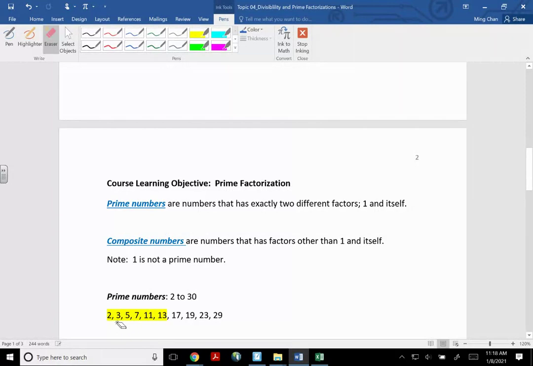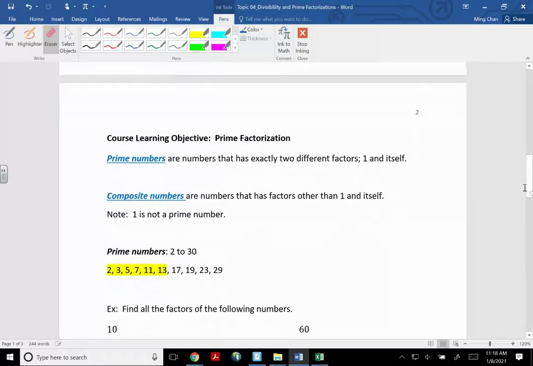Such as 2, 3, 5, 7, 11. These are the prime numbers within the numbers 0 through 30, or 2 to 30. The ones I highlighted here are the popular ones that we normally use. Composite numbers are numbers that have factors other than one and itself.